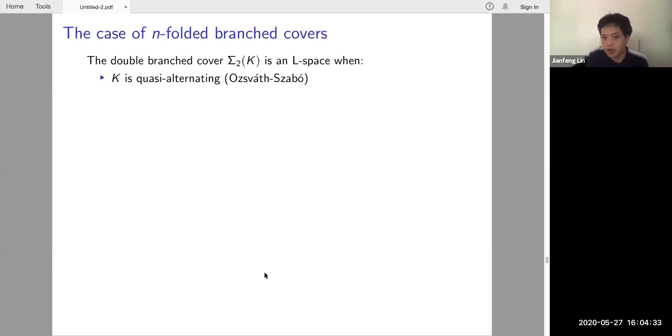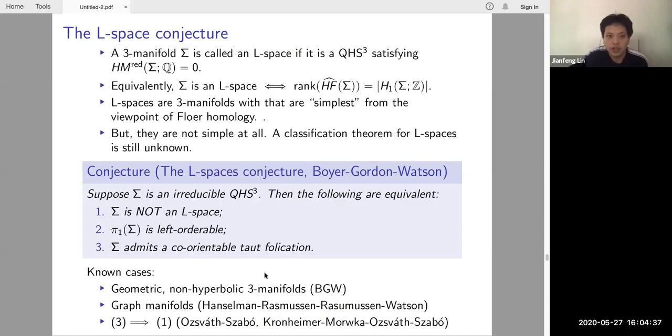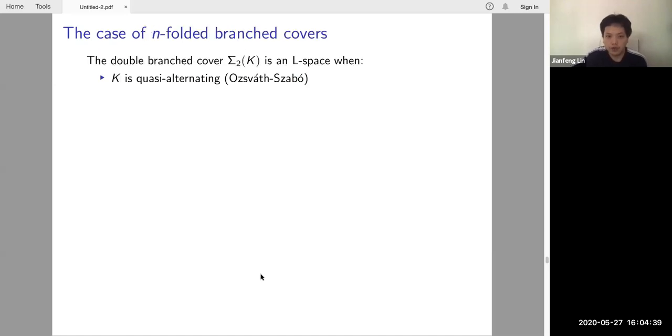In this talk, I want to use this invariant LNK, the monopole Lefschetz number, to investigate this conjecture. So let's specialize to the case of n-fold branched covers. Recall that by a very classical result of Ozsváth-Szabó, the branched double cover Σ₂(K) is an L-space when K is quasi-alternating.